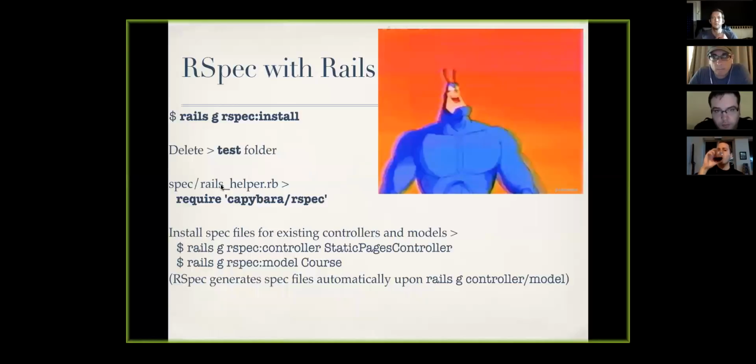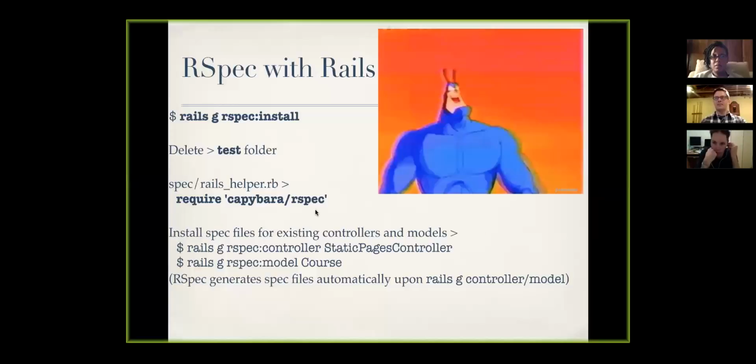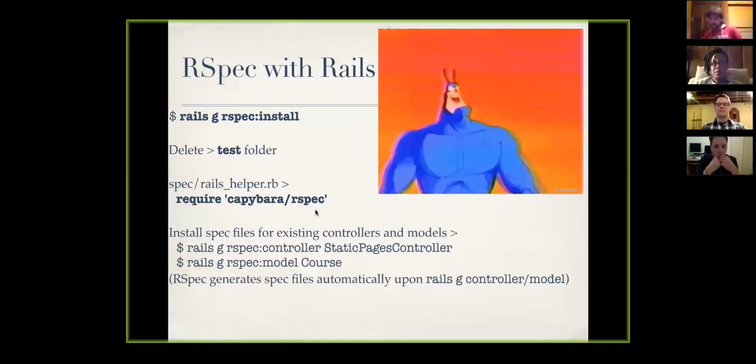And for Capybara, you're going to need to go to spec/rails_helper and put this in so that you can use Capybara with it. Capybara is basically feature testing. So you can actually go to different pages, click on different stuff, and make sure things work the way you expect them to work.